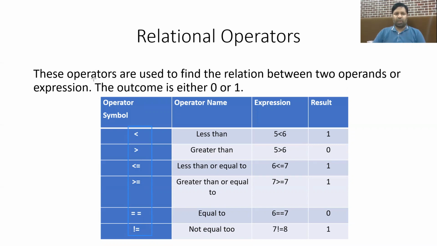What will be the outcome when you apply the relational operator on two operands? The outcome is either 0 or 1. 0 means false and 1 means true. So what are these 6 operator symbols called?